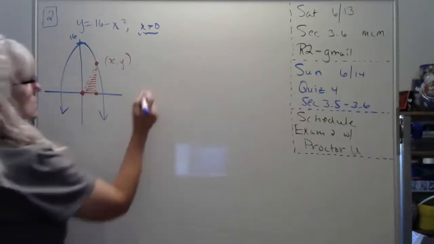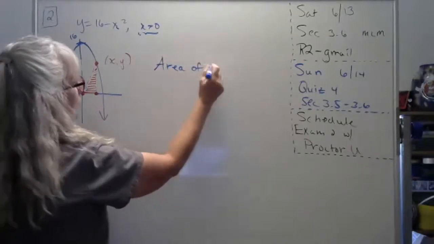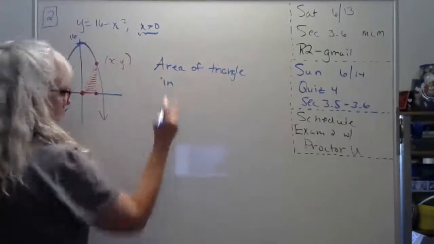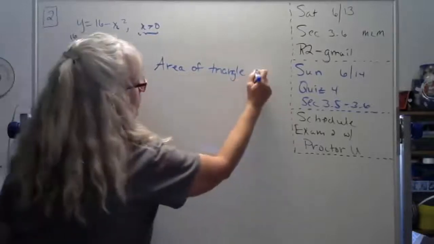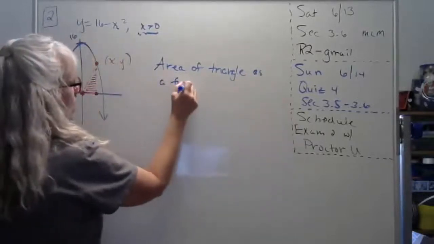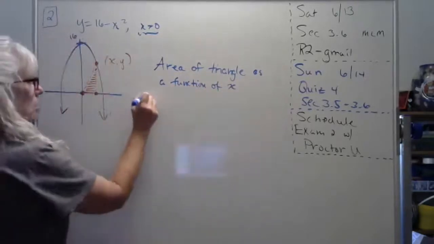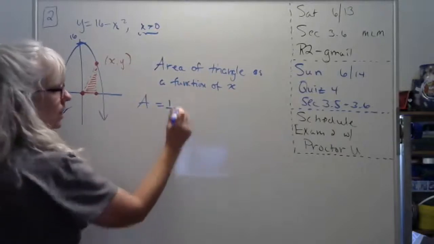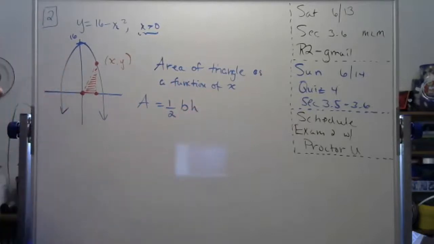Okay, what they want us to do is to find the area of that triangle. So we need the area of the triangle. And again, they want it in terms of x, or as a function of x. Okay, well, ignoring the x part, what's the formula for the area of a triangle? One half the base times height. Beautiful. So now we have to figure out what's the base and what's the height of our triangle.